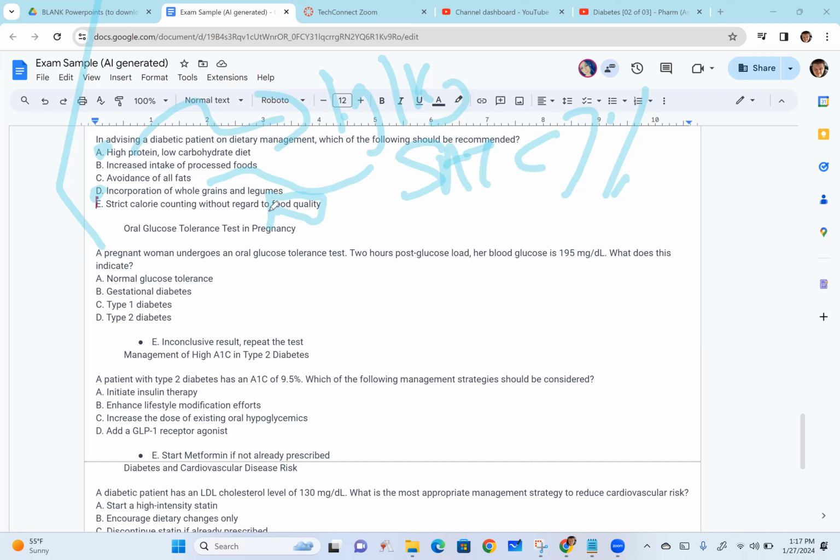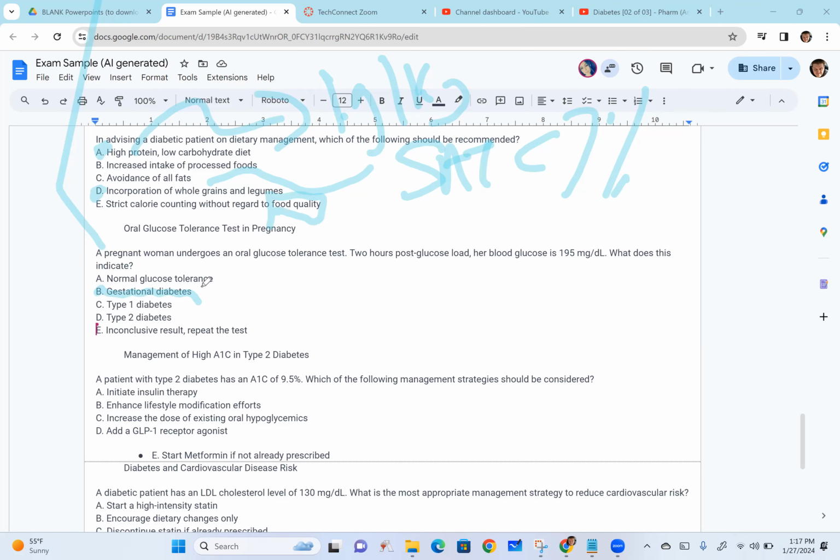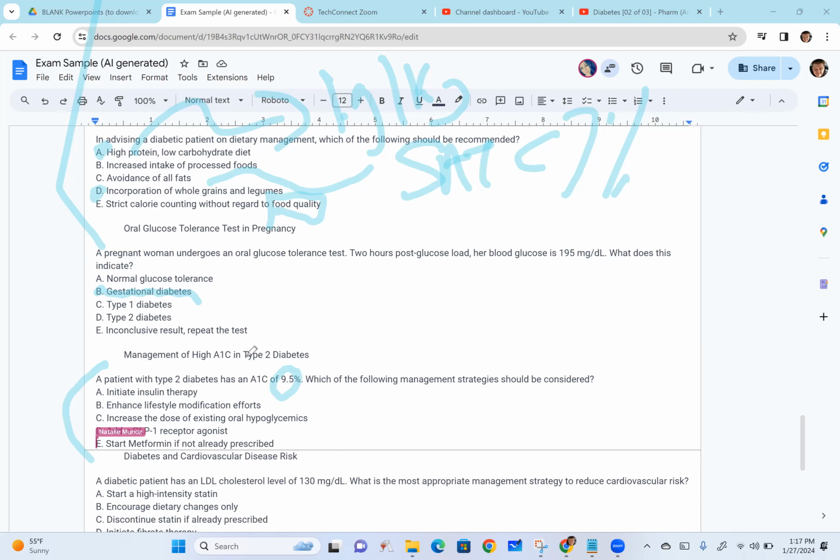Okay. All right. OGTT in pregnancy. That's really for our OB class, so we'll worry about that later. A1C and type 1 and 2 diabetics. Patient with an A1C of 9.5. Is that good? No. Which of the following strategies should be considered? They need insulin after 9.9%, enhanced lifestyle modifications, sure, right?